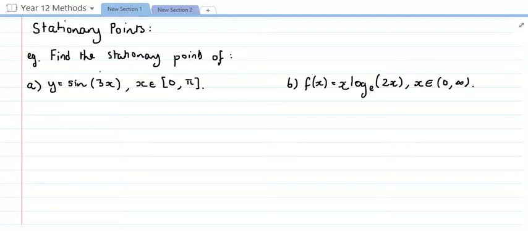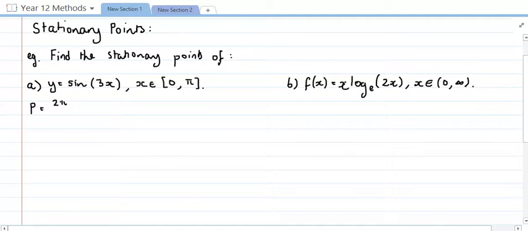So the first thing I'm going to do with this one is figure out the period of the function, which is 2 pi on 3. And if I just do a really quick sketch of the graph, what that means is that it's a sine function, so it's going to start here. It hasn't got any vertical translations or horizontal translations. And it's going to go up and down and back up in the space of 2 pi on 3.